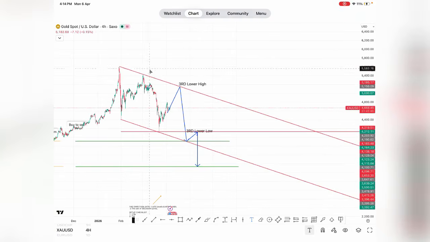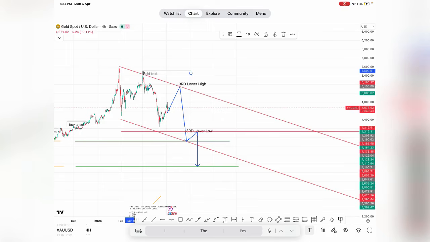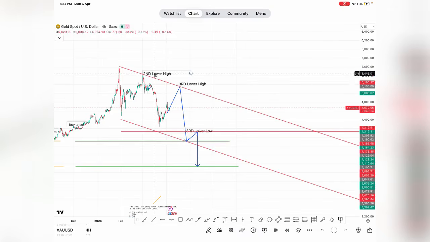Why am I calling it the third lower low? Because we had a second lower low here. Sorry, lower high. Second lower high here. And a first lower high as well.